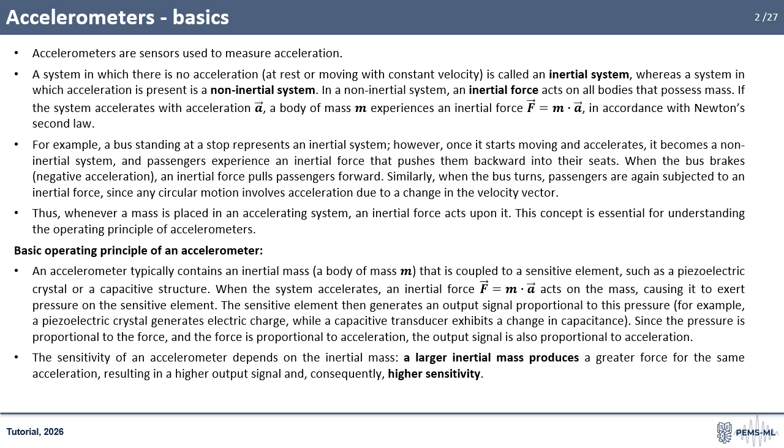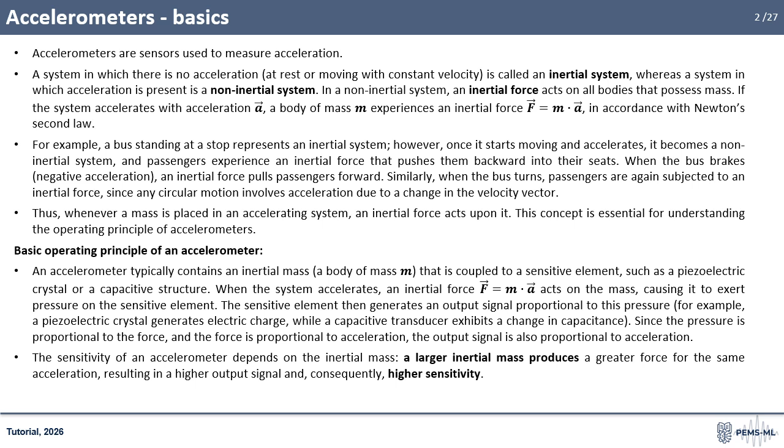An accelerometer consists of an inertial mass coupled to a sensitive element, such as a piezoelectric crystal or a capacitive structure. When the system accelerates, the inertial force causes the mass to press on the sensitive element, which generates an output signal. In piezoelectric sensors, this signal is an electric charge, while in capacitive sensors, it is a change in capacitance. Since the force is proportional to acceleration, the output signal is also proportional to acceleration.